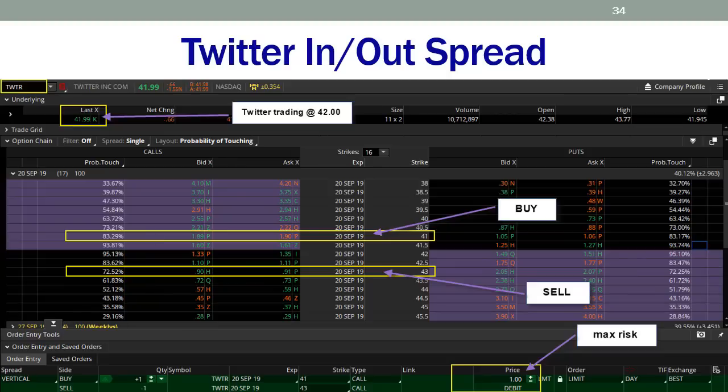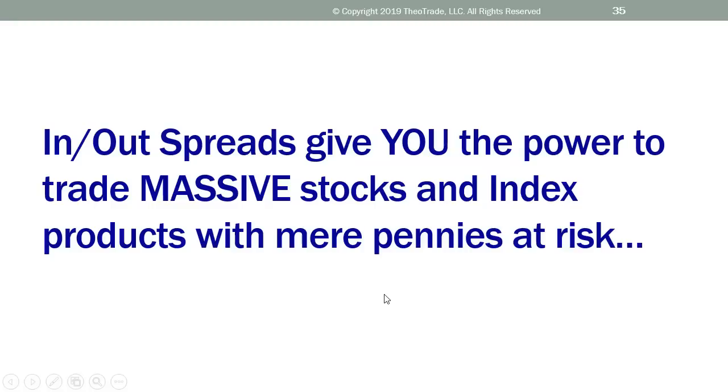And to answer that question, why do they call it an in-out spread? Because it's one strike in the money, one strike out of the money. But you've got to understand that in-out spreads do a lot more than Twitter. Twitter, okay? Oh, come on. It's a $42 stock. In-out spreads give you the power to trade massive stocks.